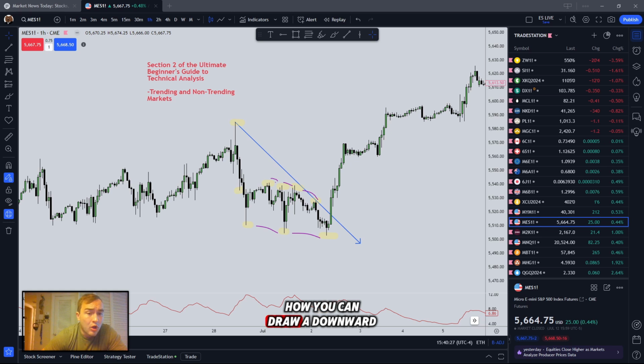How you can draw a downward trending market is by connecting, using the trend line tool. You can connect one high that's higher than the next one, and there you have a downtrend.